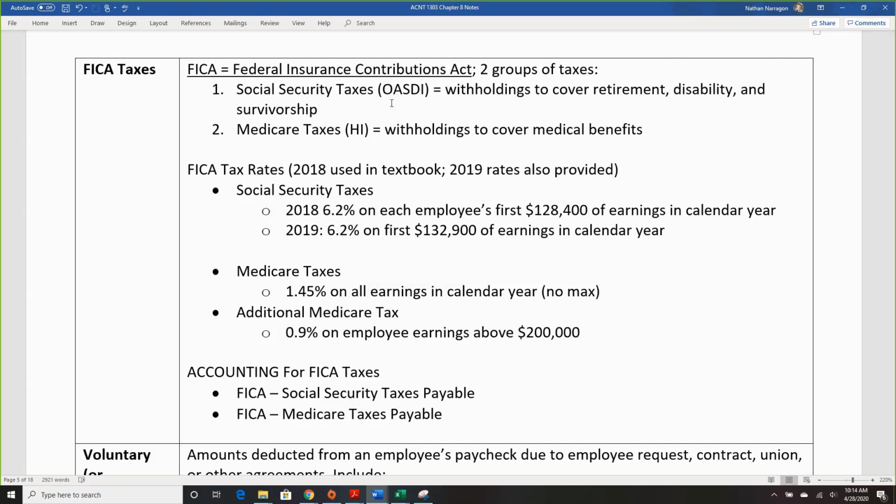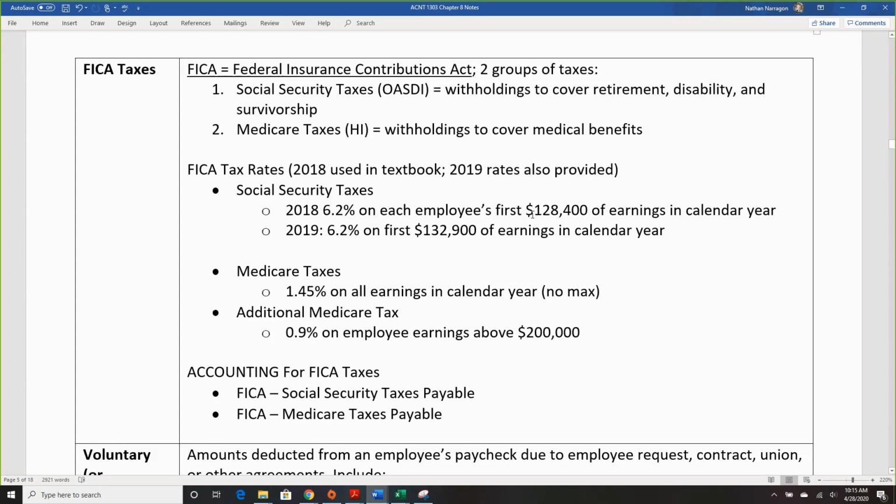It's the funniest one because the government actually put old age in their acronym. They couldn't think of retirement, but they thought of old age. So, again, we're going to cover our retirement, disability, and survivorship insurance. Medicare, again, is a health insurance, so for medical benefits.